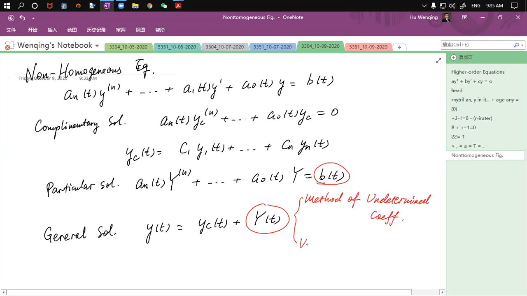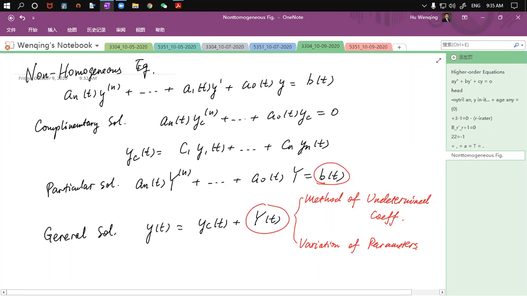The other method is called variation of parameters. Variation of parameters is a more general method. It works even if the b is not a standard elementary function. Then you're going to construct the Wronskians. There are formulas for the variation of parameters. You're going to vary those C's into parameters, etc., etc.